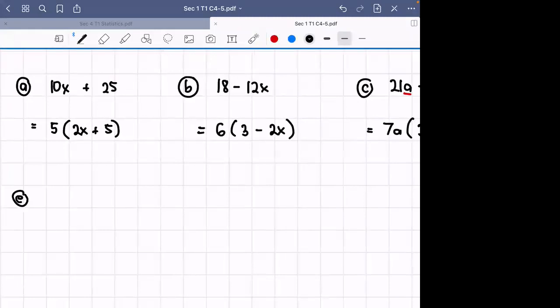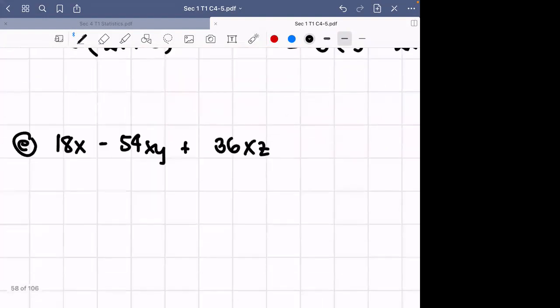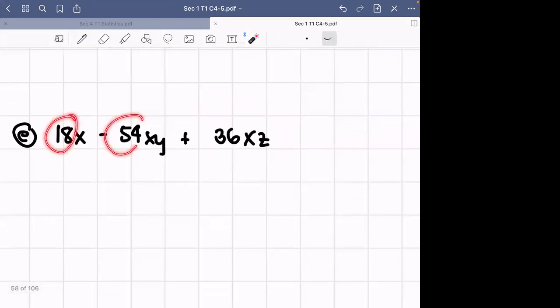Okay, so for letter E, so we have 18x minus 54xy plus 36xz. Okay, so let's observe. Look at the numbers first. You can use your calculator for this. So what's your HCF? It's 18. Okay, 18 what? Can we use some variables also? Yes, x. We have x and another x here. So it is 18x. Okay.